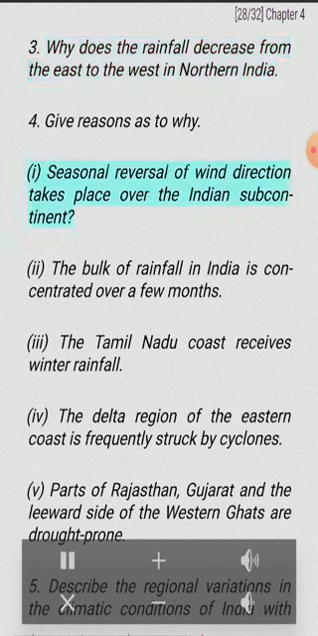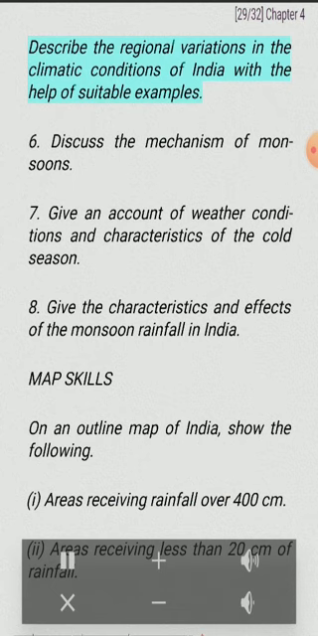4. Give reasons as to why. Seasonal reversal of wind direction takes place over the Indian subcontinent. The bulk of rainfall in India is concentrated over a few months. The Tamil Nadu coast receives winter rainfall. IV. The delta region of the eastern coast is frequently struck by cyclones. B. Parts of Rajasthan, Gujarat and the leeward side of the Western Ghats are drought-prone.